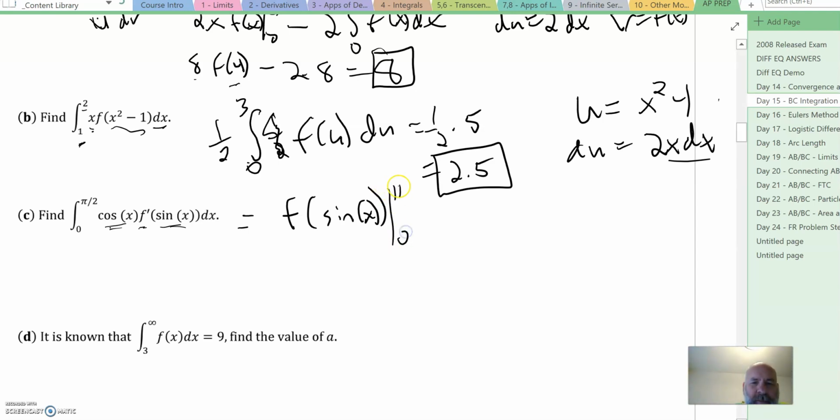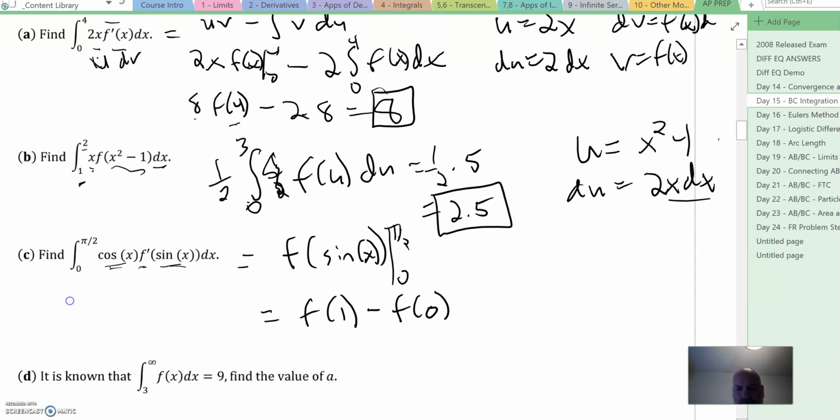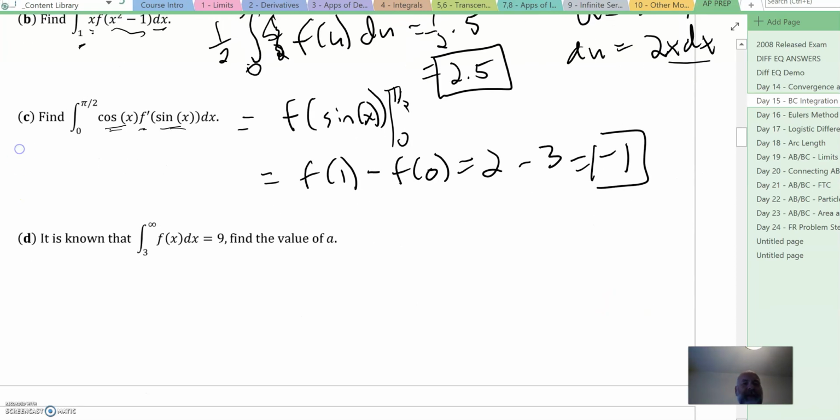Evaluate this from 0 to pi over 2. So it's f of sine of pi over 2. So that's f of 1 minus, plug in 0, f of 0. And f of 1 is 2 from the diagram above, and f of 0 is 3. And so the answer is -1, and that's correct.